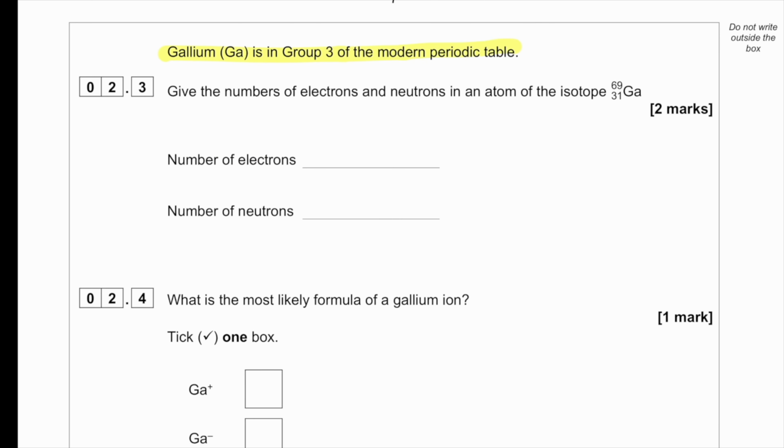Gallium is in group 3 of the modern periodic table. Give the number of electrons and neutrons in an atom of gallium isotope.